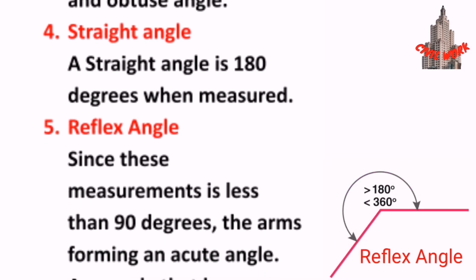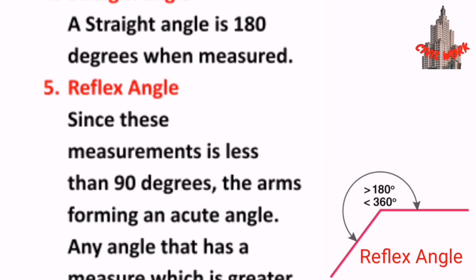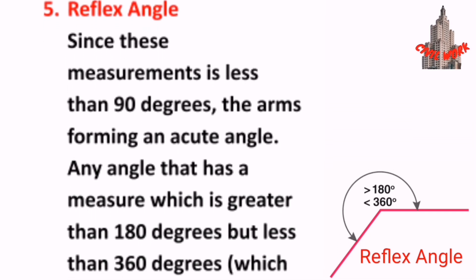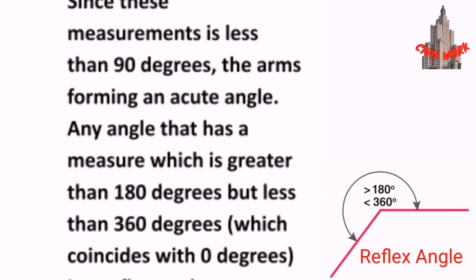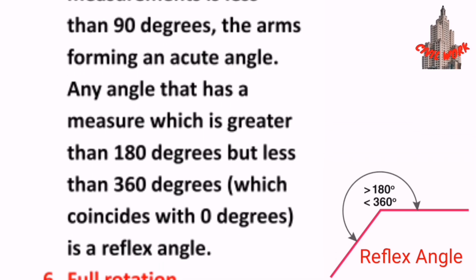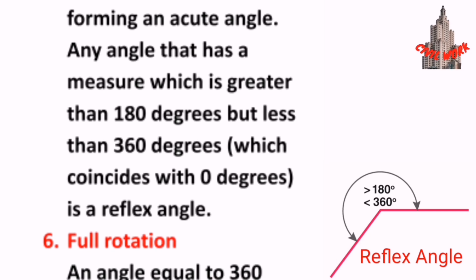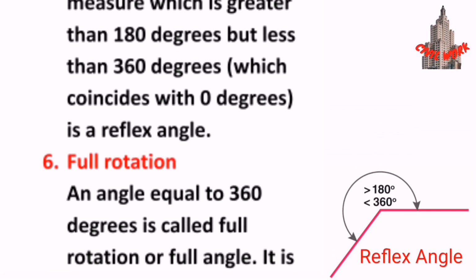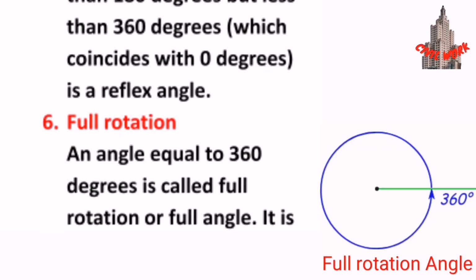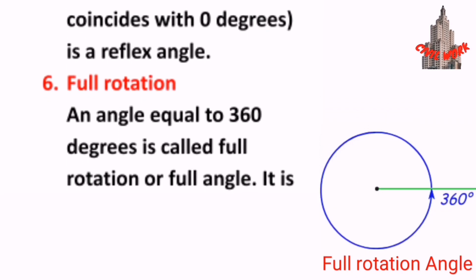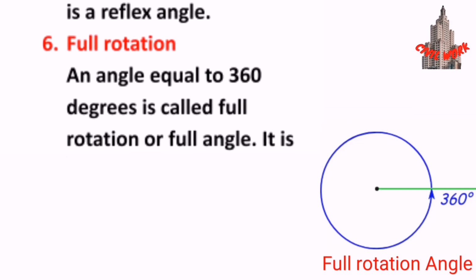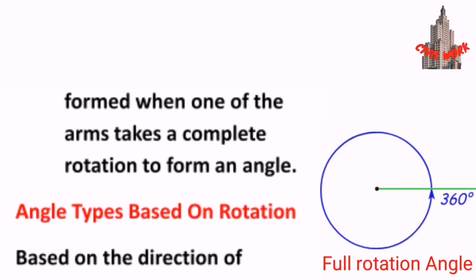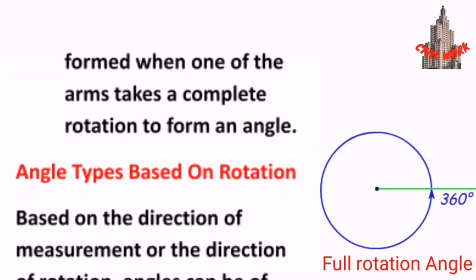5. Reflex angle. Any angle that has a measure which is greater than 180 degrees but less than 360 degrees, which coincides with 0 degrees, is a reflex angle. 6. Full rotation. An angle equal to 360 degrees is called a full rotation or full angle. It is formed when one of the arms takes a complete rotation to form an angle.